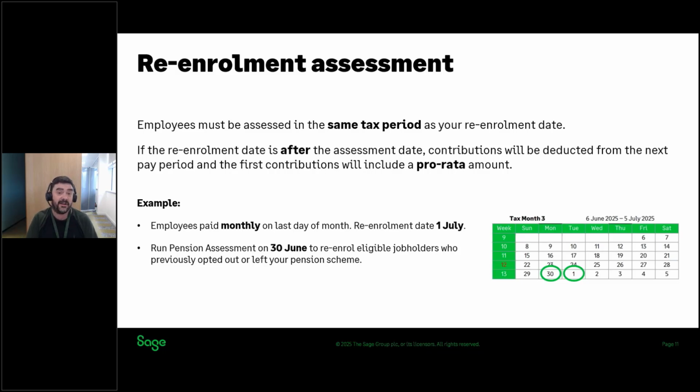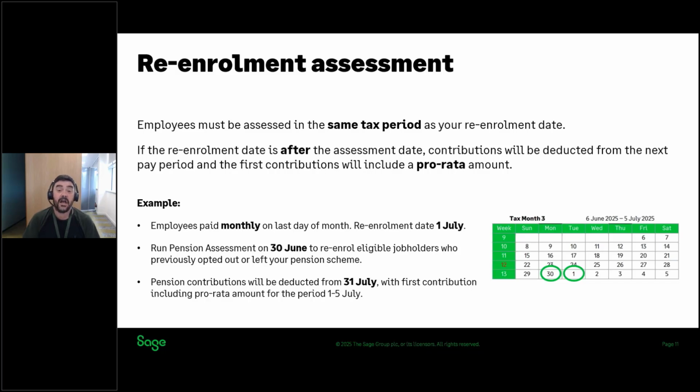So it will assign the pension scheme to them. It will set their join date as the 1st of July, but it would not at that point calculate any deductions, as the contributions will be taken for the first time on my next pay date, which will be the 31st of July. Now, on that pay date, the first contributions will be slightly higher because they'll include a pro rata amount that relates to the period between the 1st and 5th of July, which was in the period of assessment.